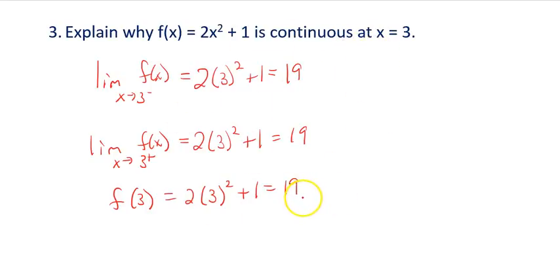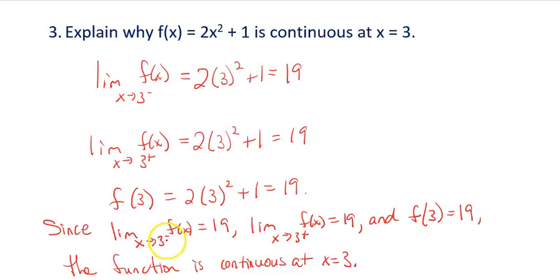If you wanted to write a sentence, you could say, since the limit as x approaches 3 from the left of f of x is 19, the limit as x approaches 3 from the right of f of x is 19, and f of 3 is 19, the function is continuous at 3. And that would basically tell them everything we just did in a nice sentence.